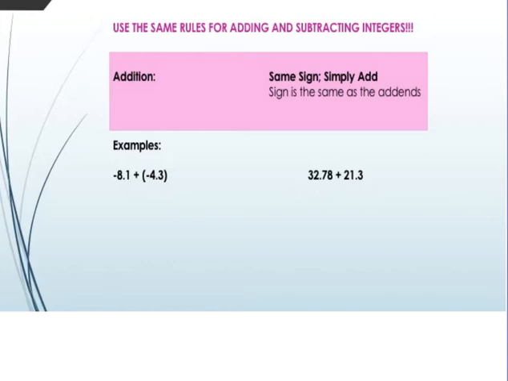Okay, now let's take it one step further. Add the little negative sign into our problem. So we're just going to be adding and subtracting decimals that have negative signs. You are going to use the same rules that you use for adding and subtracting integers. So rule number 1 for addition, same sign, simply add, and the sign is the same as the 2 numbers that you added together.